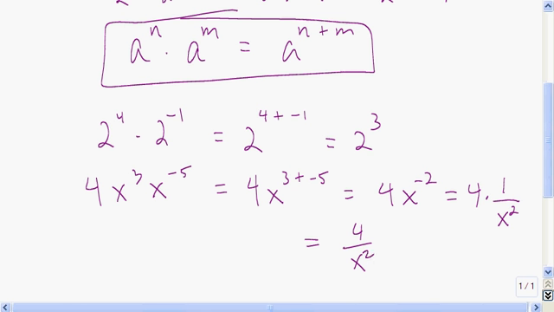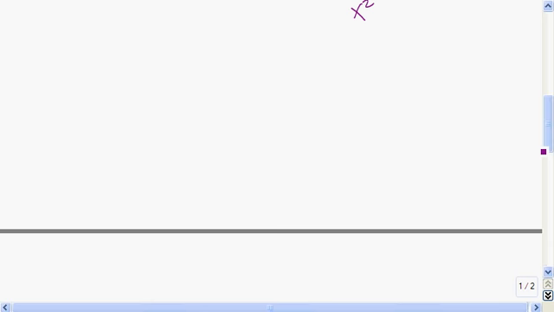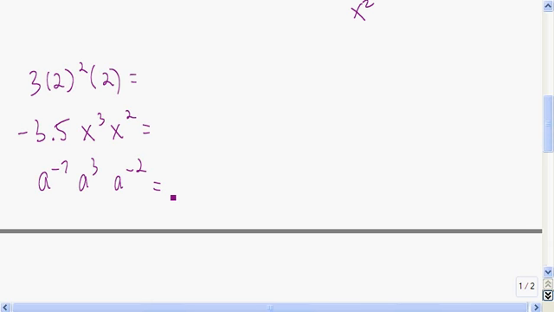All right, I'm going to write a few examples down and have you press pause while you work on them. Okay, press pause while you work on these.